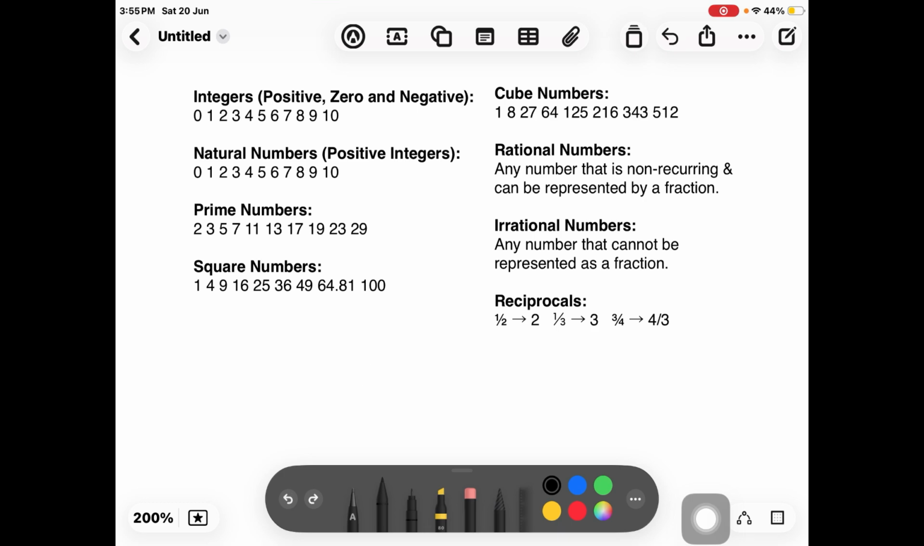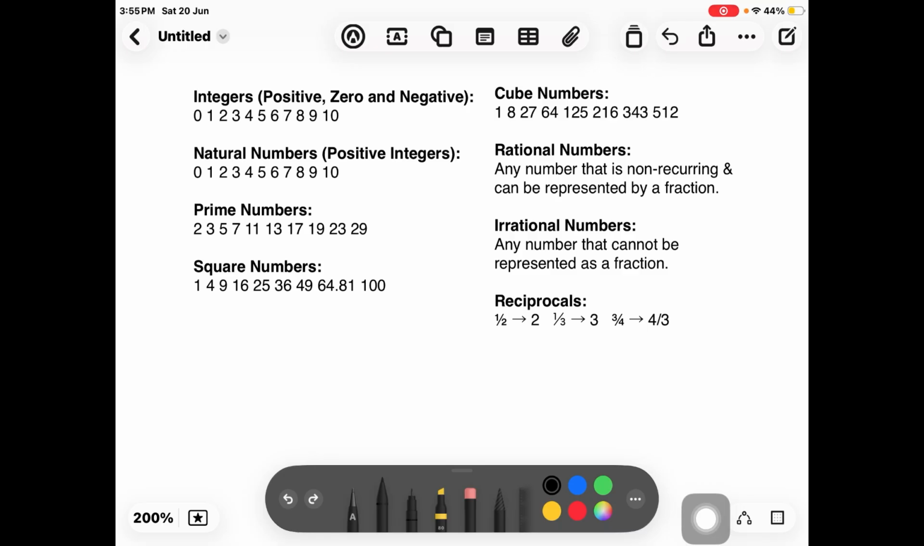But if it was something like 5 over 8 or 8 over 3, that's a rational number because it can be represented by a fraction. Even 2 is a rational number because it's being represented as 2 over 1, and 2 over 1 is a fraction, so it's a rational number.